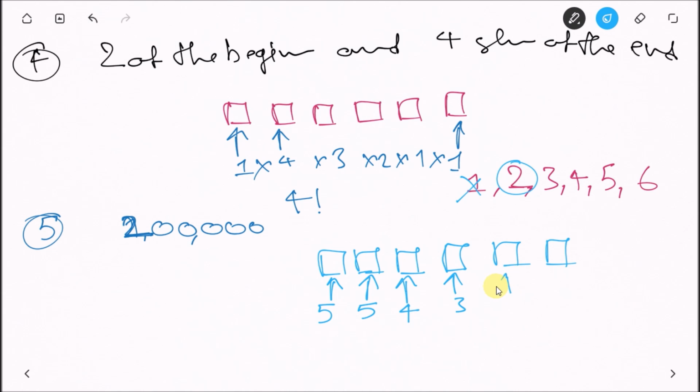Always remember that all the questions I'm solving are without repetition. Okay, I'm not using repetition in any of the questions, so take care of that. If in the question it is given that repetition can occur, then the scenario will be a little bit different. I will talk about that at last.